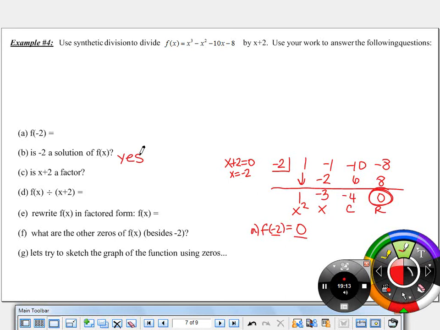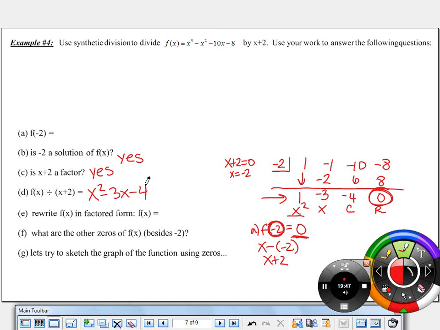Is x plus 2 a factor? So remember what our factor theorem said. If this number is plugged in and creates a 0, then x minus that number, which would look like x plus 2, is a factor. So yes, this is a factor. Part D says, what is f of x divided by x plus 2? So I'm going to look across this row and pay attention to the powers of x to write the quotient. So this is x squared minus 3x minus 4.